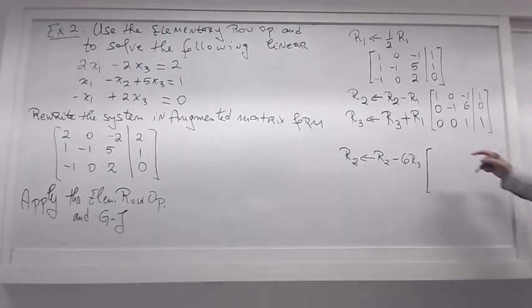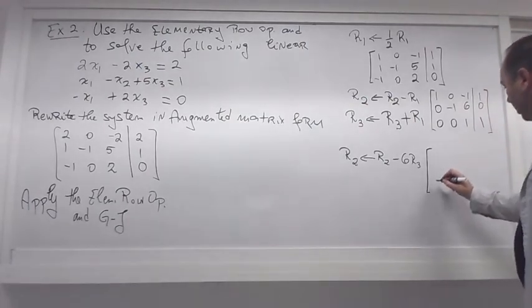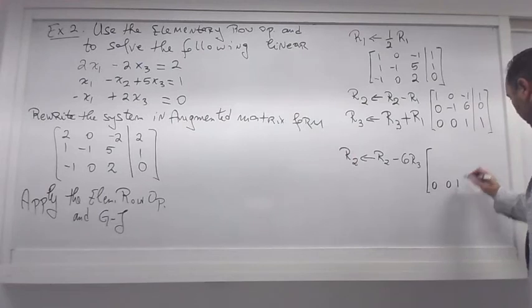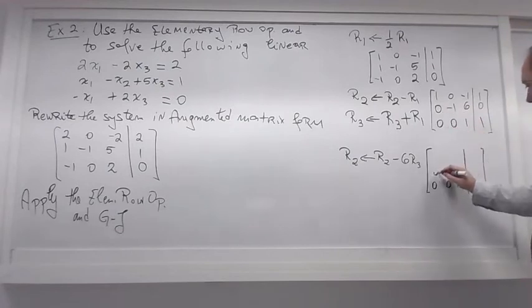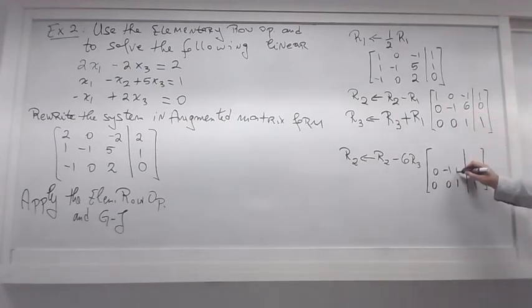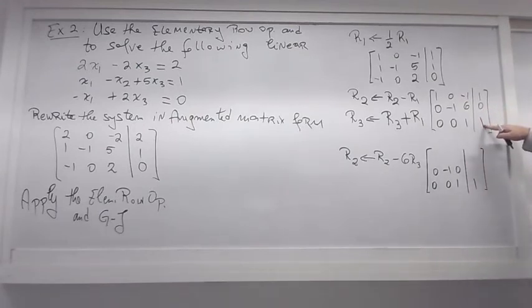Okay? So 0, 0, 1, slash 1. Row 2 is replaced by row 2 minus 6 times row 3. Okay, 0, 0. This one minus 1. So 6 minus 6, 0. Beautiful. That was the goal. And then I have 2 minus 6 times 1. So 0 minus 6 times 1. So 0 minus 6. Minus 6.